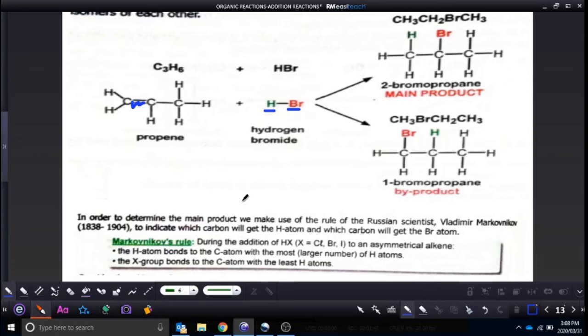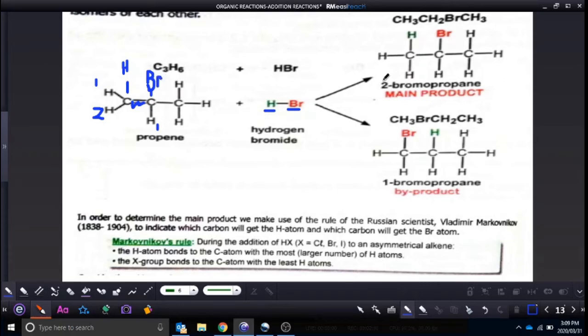We are going to use his rule to determine where we're going to put our hydrogen atom. So he says that during a hydrohalogenation reaction with an alkene, the hydrogen bonds to the carbon with the most hydrogen atoms. So if we take a look at our 2 carbons, here we have 2 hydrogens, here we have 1. So the hydrogen must bond with carbon number 1. The halogen must bond with the one with the least hydrogen atoms. So the bromine must then bond with the second one, because there is only 1 hydrogen atom.